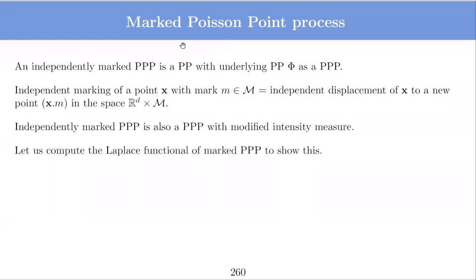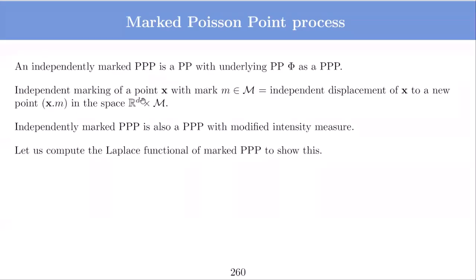Now we will come back to the marked Poisson point process. So what is a marked Poisson point process? You can guess, a Poisson point process where the points are marked is known as the marked Poisson point process. An independently marked Poisson point process has an underlying point process that is a PPP. You can also have dependent marking, but let's focus on the independent marking.